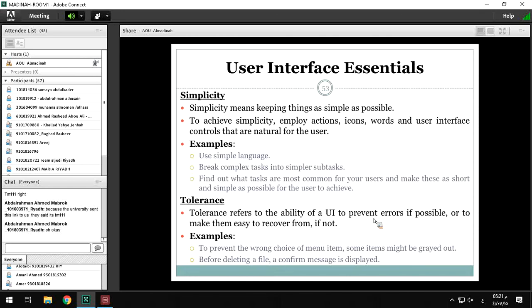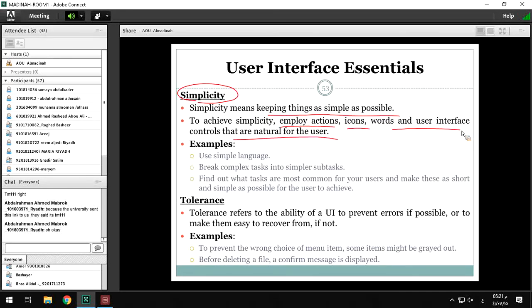Okay, the next principle of good user interface is simplicity. Simplicity means keeping things as simple as possible. To achieve simplicity, employ action icons and words for the user interface to be kept in a natural language or in a natural form for the user. They make it more simple.